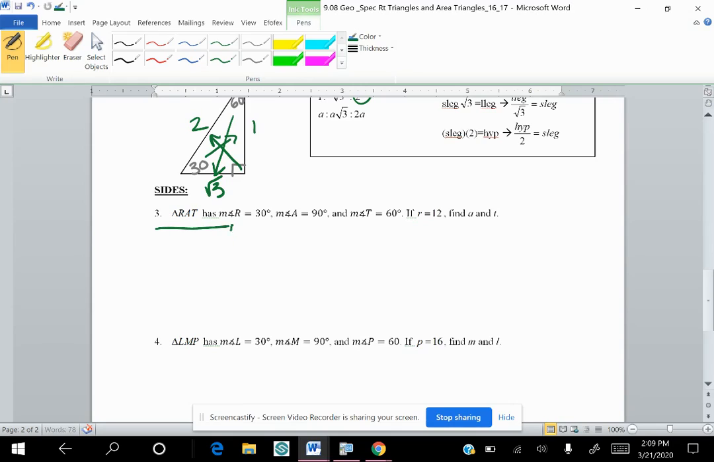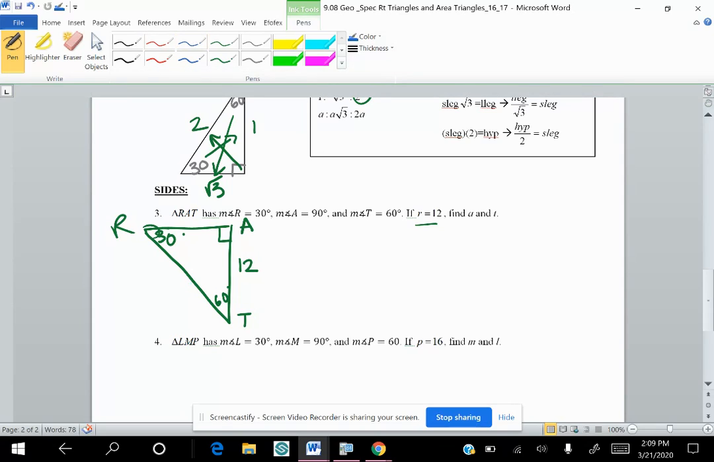Let's try one here. So we've got triangle RAT. R is 30 degrees, I'll put that up here. A is 90, and T is 60. Lowercase r is 12, so that's going to be across from capital R. So over here, it'd be side AT is 12. On the inside of the triangle, I'm going to label. So across from the 30 is my 1, across from the 60 is my rad 3, and across from the 90 is my 2.